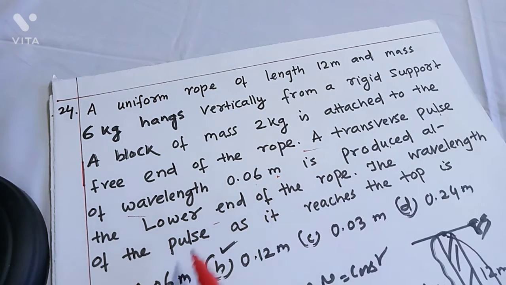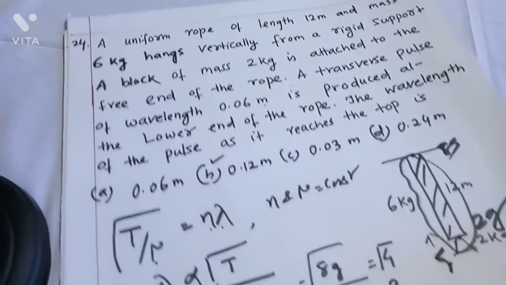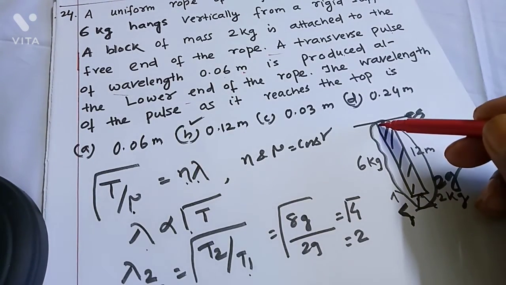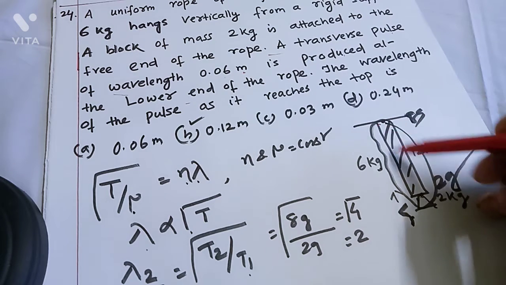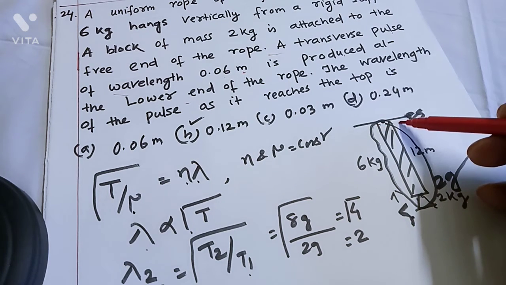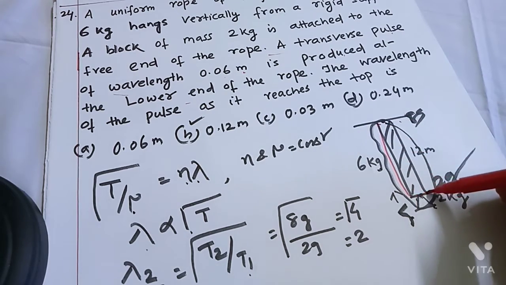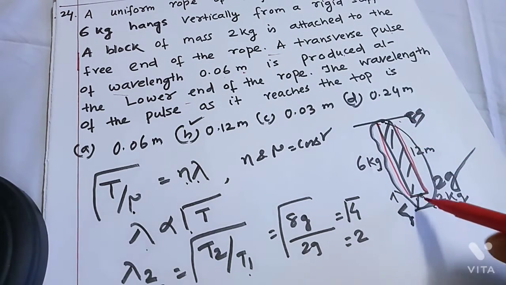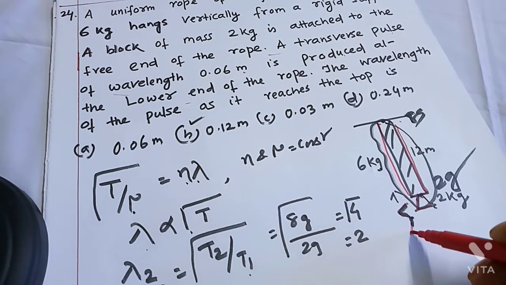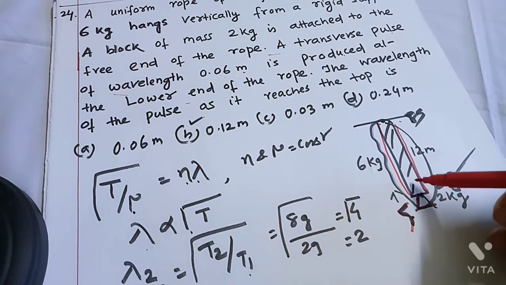The wavelength of the pulse as it reaches the top, we have to find out. Now, what is the problem? We have a uniform rope of length 12 meter and mass 6 kg. The total weight is 6 kg, and here a 2 kg body is attached, and a transverse pulse is produced here, and it moves upward.